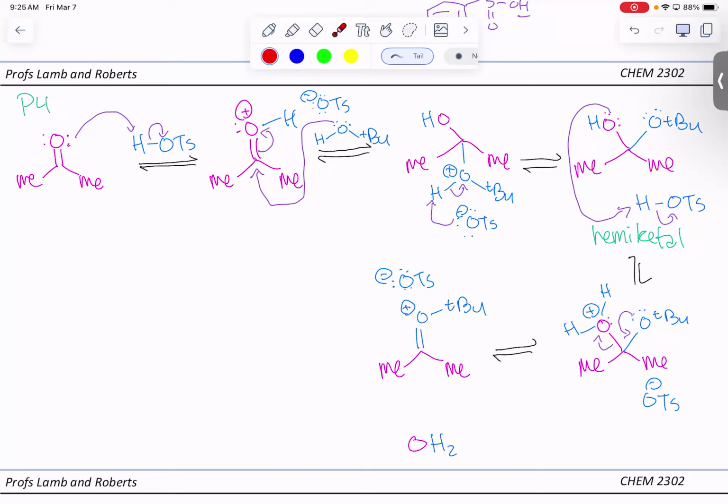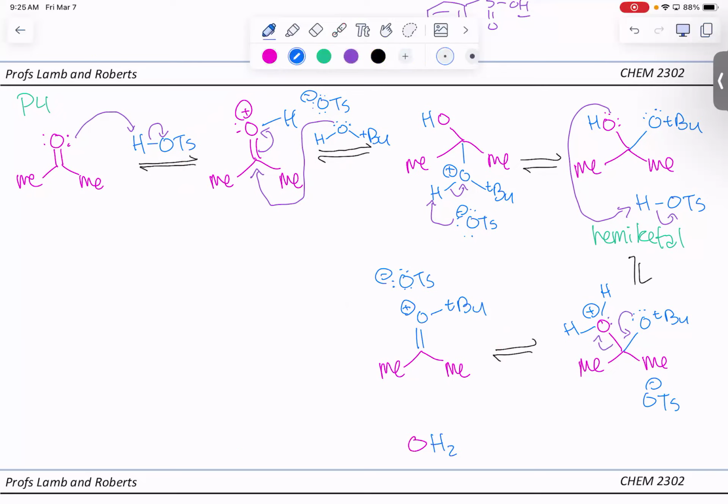So what we'll notice is that this compound right here, this protonated ketone intermediate that we then had our nucleophile attack, looks remarkably similar to this alkylated intermediate. That oxygen is positively charged, increasing the electrophilicity of this.